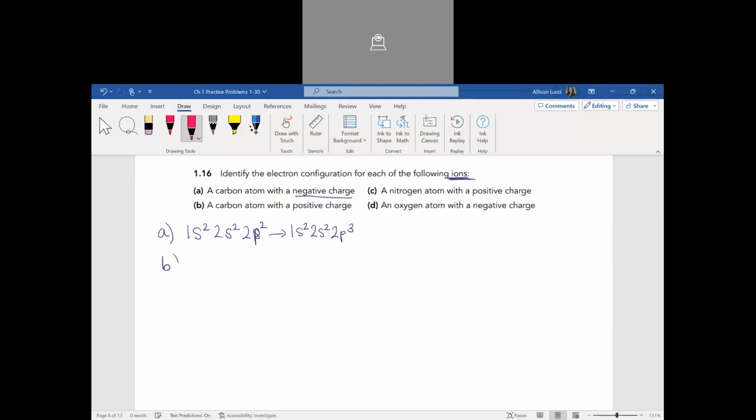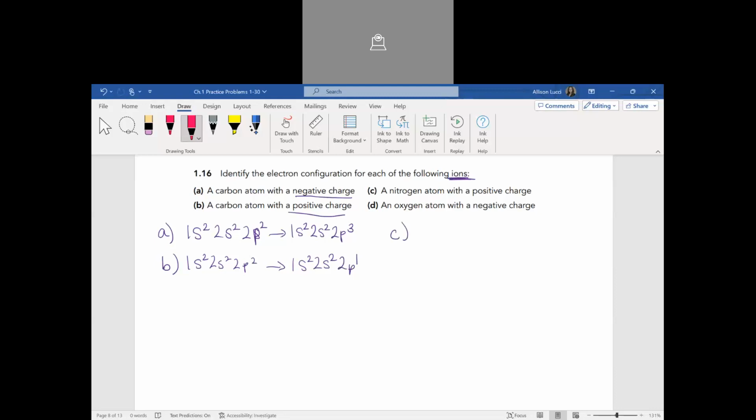And then for B, we're going to do something similar. We're going to start with 1s2, 2s2, 2p2 for a neutral carbon atom. But now we're going to remove an electron. So we would end up with 1s2, 2s2, 2p1 for a carbon with a positive charge.